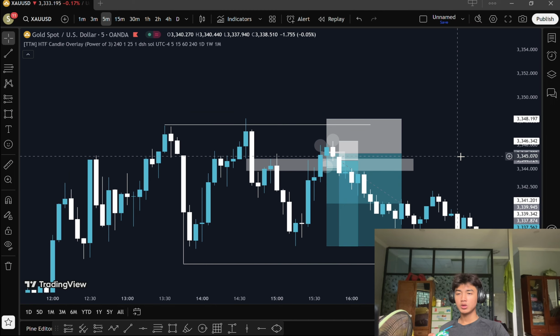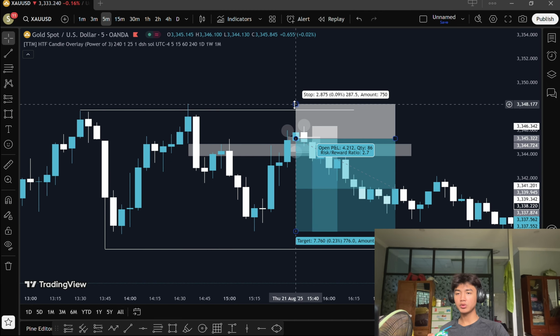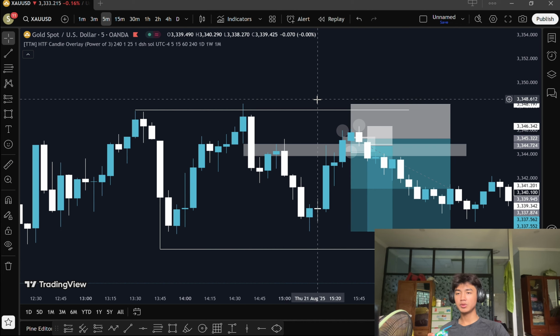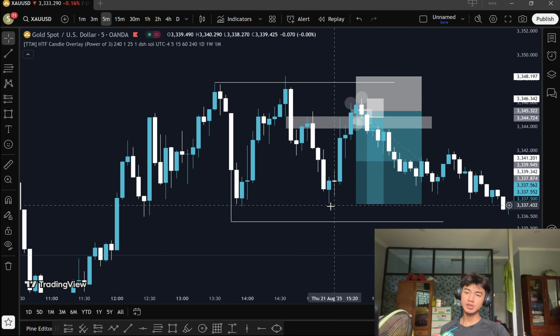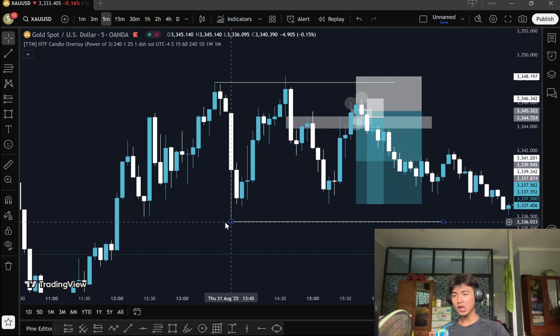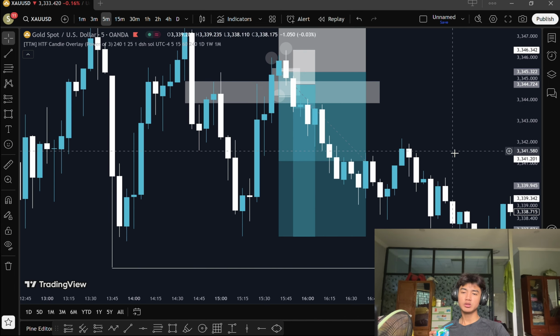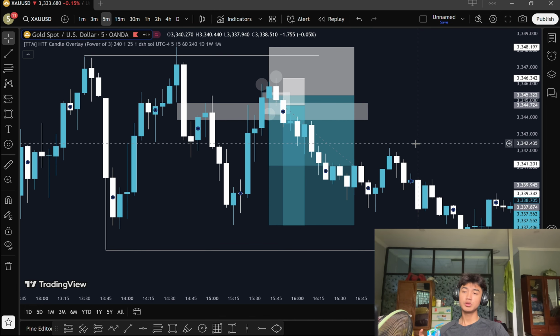So I put my stop loss at the last highs after the liquidity sweep. Then I put TP on the last liquidity. I could put it on the sell side liquidity here, but it's a bit risky. I like to be safe, so I put it over here.